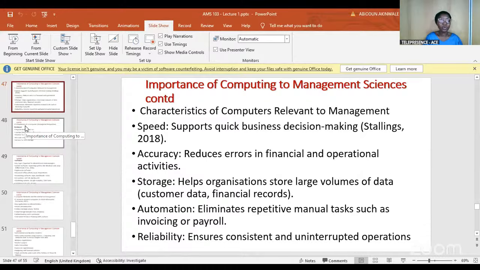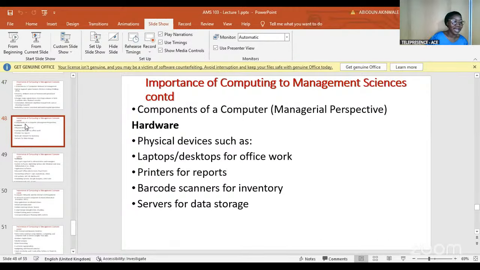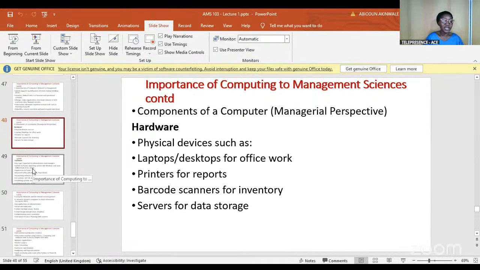So you are able to handle your tasks with ease, and then you can do more within less time. In terms of the characteristics of a computer that we shared together, speed, accuracy, storage, automation, reliability, all these we enjoy as management scientists. Please, the next slide. Okay, we talk about using some of the facilities again, to achieve our specific goals. And then, please let me have the next slide.